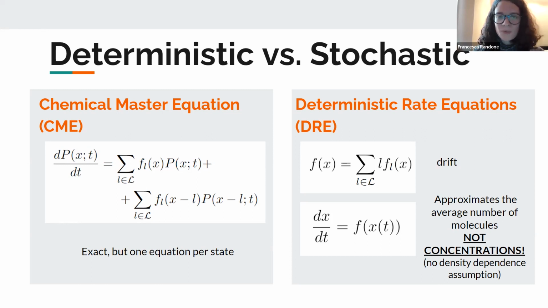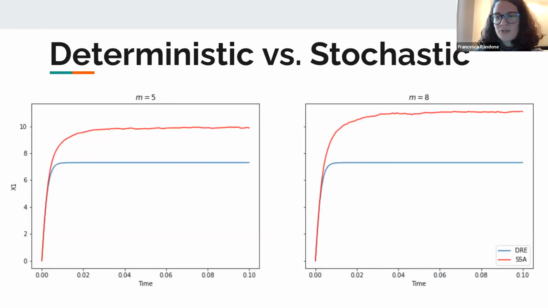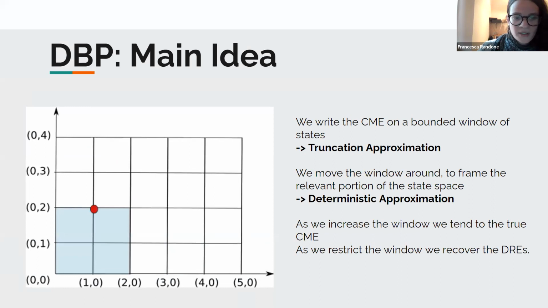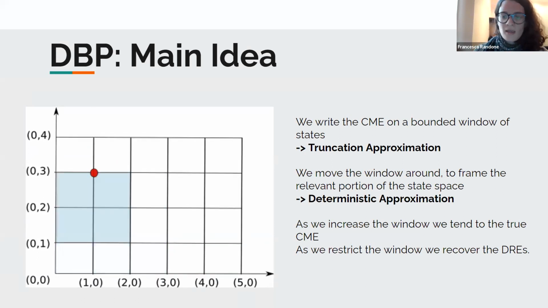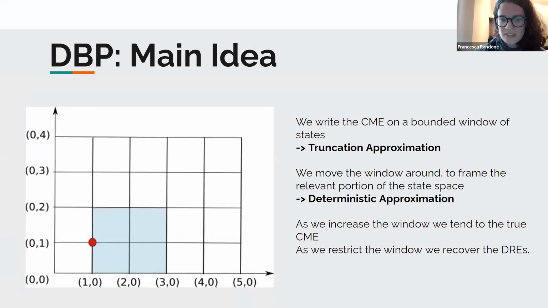As I've shown you before, these two things sometimes don't agree, because the true dynamics of the system described by the chemical master equation can exhibit a significant discrepancy with respect to the deterministic approximation. And this is where our method comes in. In a very general way, our method tries to couple together these two approaches. Basically, we consider a truncated version of the master equation. So we write a master equation for a subset of states. And then we use a deterministic function to shift this truncated master equation across the state space.